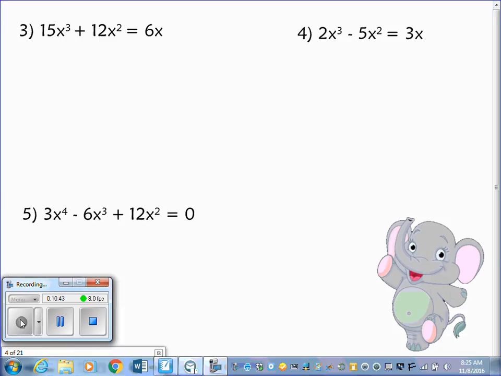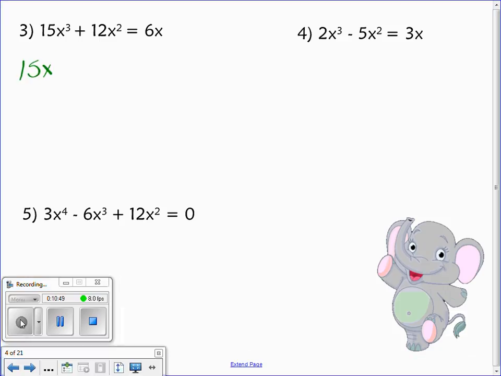All right, let's talk through this. So what's the first thing you did? Good. Move the 6x. Good. Take out a GCF of 3x.